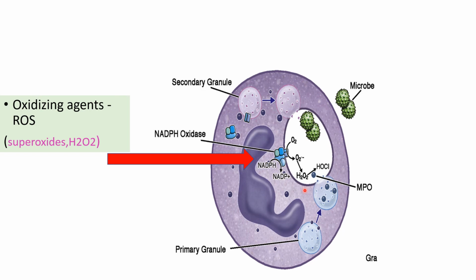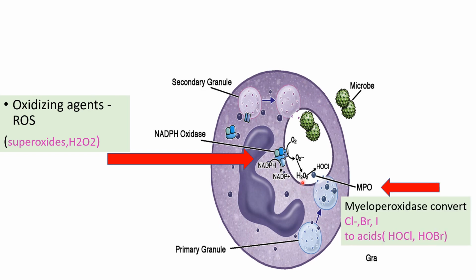However, the superoxide or the hydrogen peroxide does not have a significant bactericidal activity. So there is another enzyme, myeloperoxidase, which helps in the conversion of halides, that is chloride, bromide and iodide, to form hypohalides, that is their acid form, which are the powerful microbicidal agents. So you can see here.